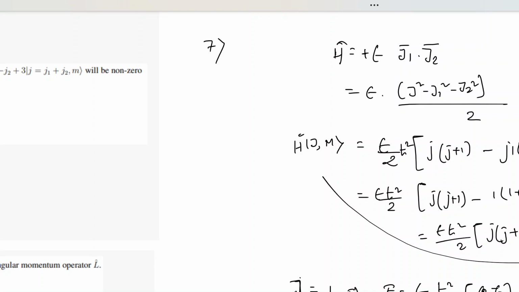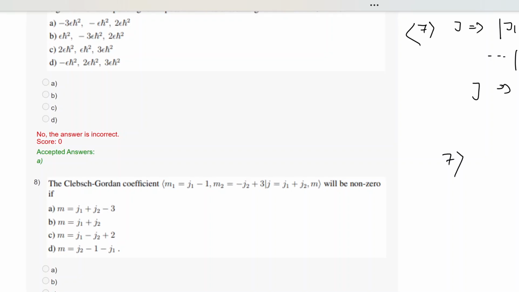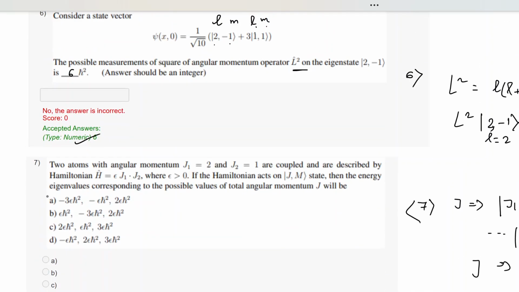J equal to 3 is equal to epsilon ħ squared by 2 times 3 into 3 plus 1, which is 12 minus 8, so this is 2 epsilon ħ squared. So the values are minus 3 epsilon ħ squared, minus epsilon ħ squared, and plus 2 epsilon ħ squared. So the values are option number A.